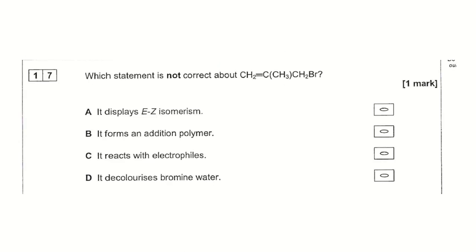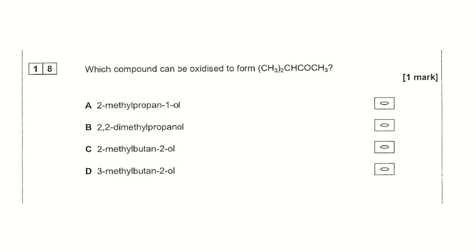Right, which statement about the following is not correct? So it displays EZ isomerism. Well, very quickly you should be able to pick up there's a CH2 on the end of where the double bond is. A double bond will allow EZ isomerism, but when you get 2 hydrogens on 1 carbon here, you can't get EZ isomerism because you always need 2 different groups at those 2 X's. So the answer was straight off A.